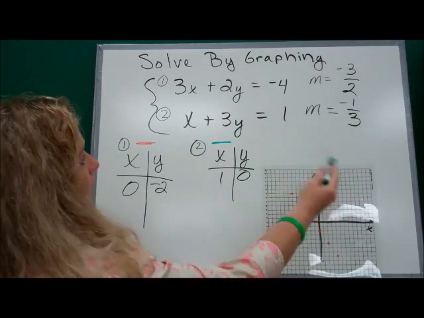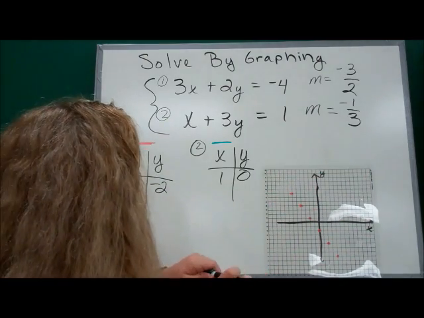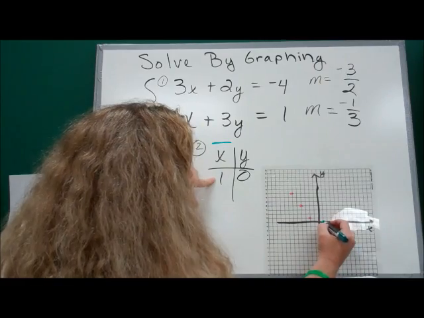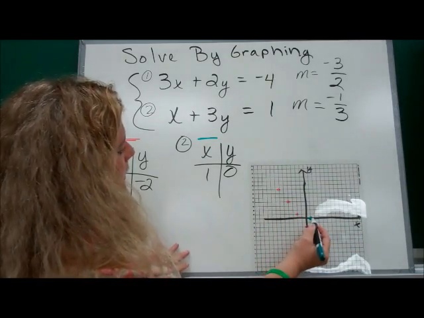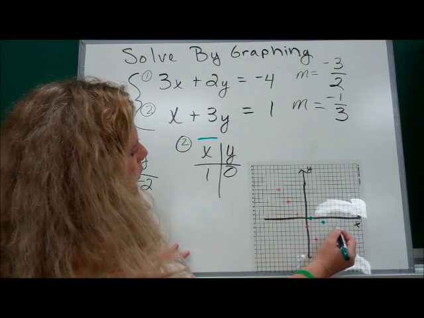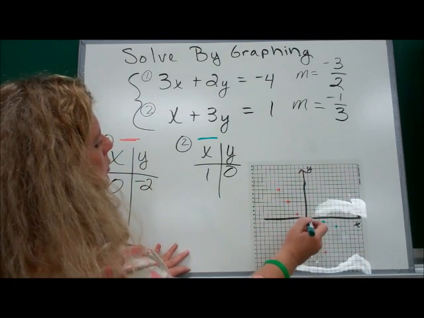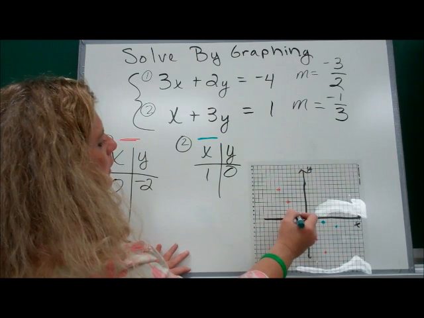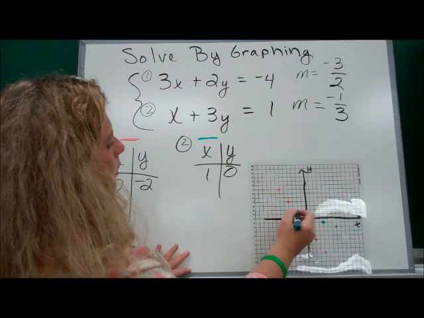Let's see if we've got the solution in there yet. Let's go to equation number 2 and plot the x-intercept, which is at the point 1, 0. Now using your slope, there is the x-intercept. Now I'm going to go down 1 and over 3. Down 1 over 3. Well, I can see these lines are getting farther apart, so let me try going the other way. Up 1 and back 3. Oh, looky there. There is my point of intersection right there. Up 1 and back 3.